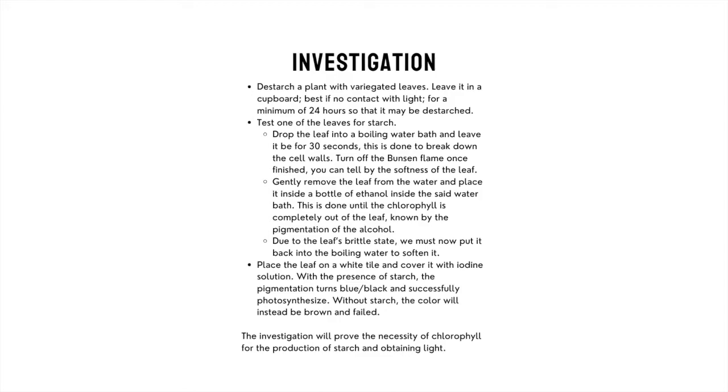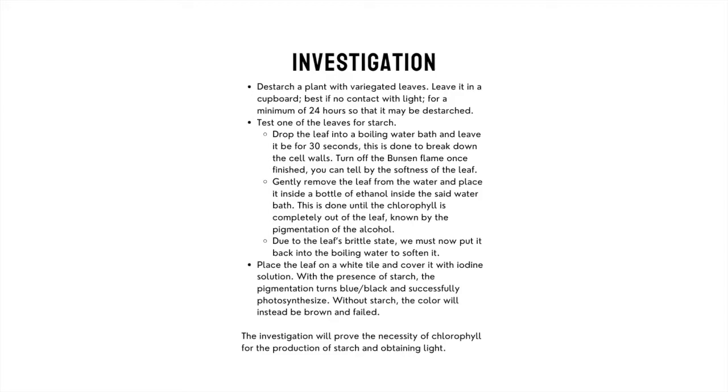Turn off the Bunsen flame once finished. You can tell by the softness of the leaf. Gently remove the leaf from the water and place it inside a bottle of ethanol inside the said water bath. This is done until the chlorophyll is completely out of the leaf, known by the pigmentation of the alcohol. Due to the leaf's brittle state, we must now put it back into the boiling water to soften it.